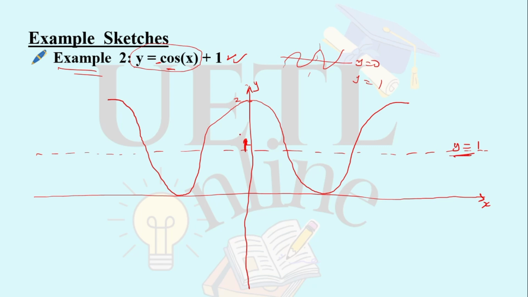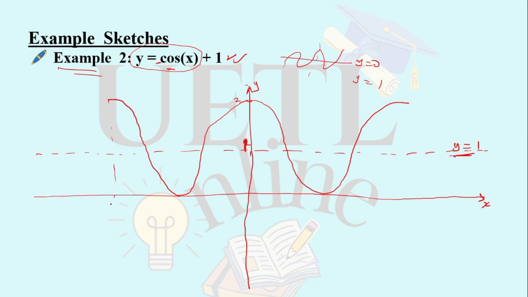Next, this is 2, and you can see that this is 0. This graph has an amplitude of 1. From here to here is 1, and from here to here is 1. So you can see that. This was the graph. You just have to label here.